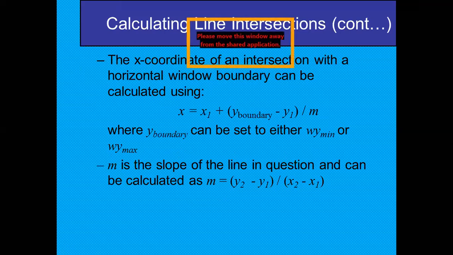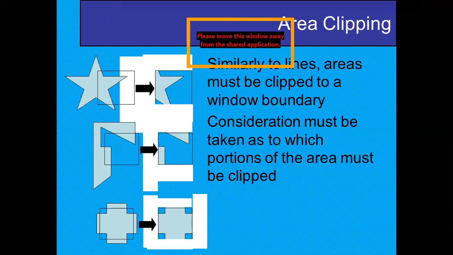Now easily you can find out the slope of the line. You have already used m is equal to y2 minus y1 over x2 minus x1. These types of line equations you have already studied in coordinate geometry. Now you can solve. So ultimately we will find out the intersection point, and whenever we calculate the intersection point, we can take the decision easily. No problem at all. And accordingly you can discard the portion which is lying outside the window.